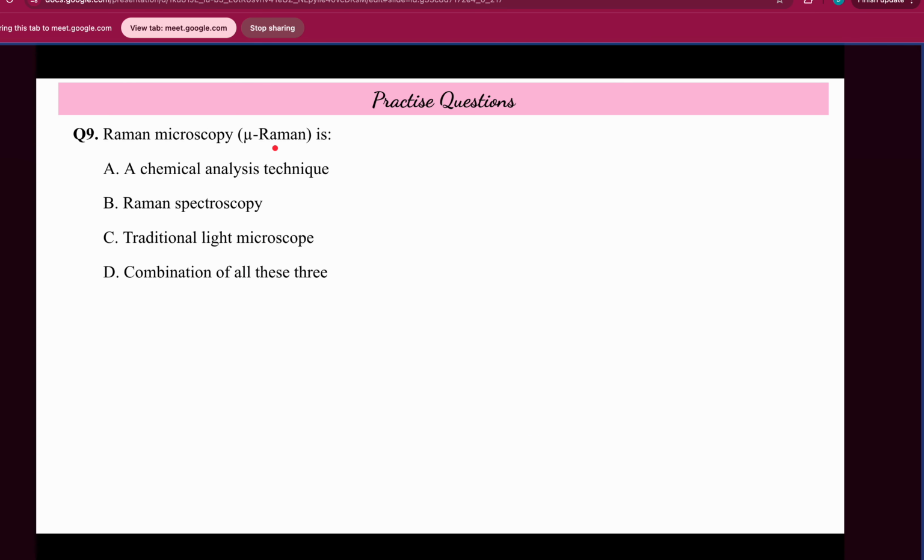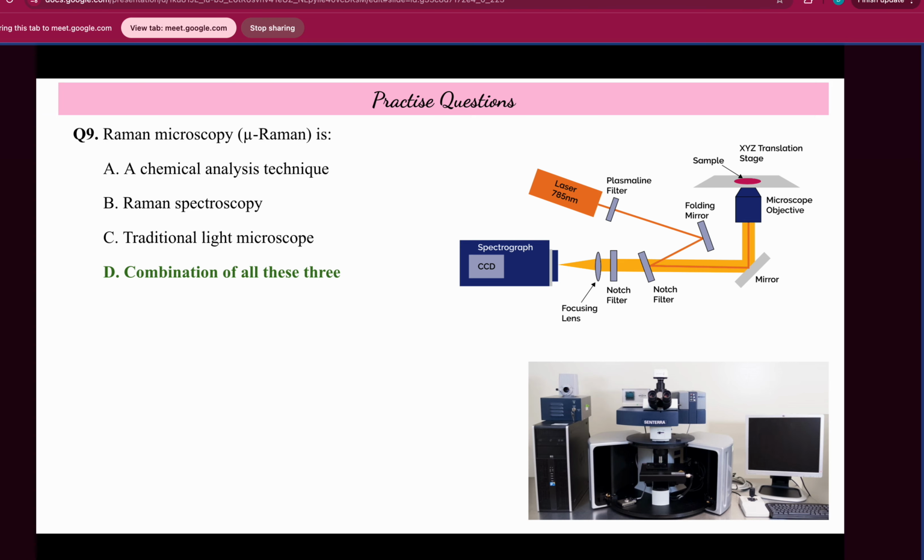Now the next question is Raman microscopy, also known as micro Raman, is option A a chemical analysis technique, option B a Raman spectroscopy, option C a traditional light microscope, and option D the combination of all these three. Okay, so the right answer is the combination of all these three. It is quite confusing, but we know that it is a chemical analysis technique. We have seen that it is an analytical method. Second, Raman microscopy is the application of Raman spectroscopy. So it is a Raman spectroscopy.